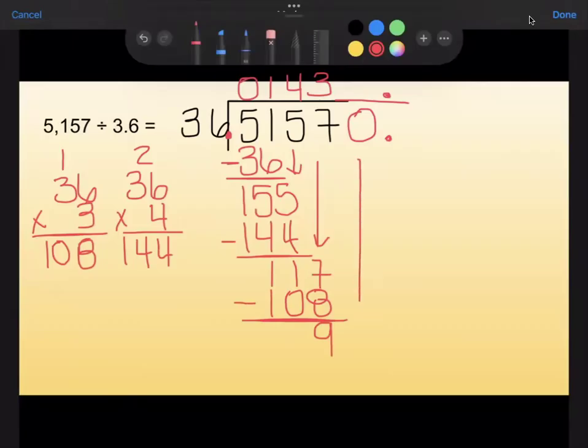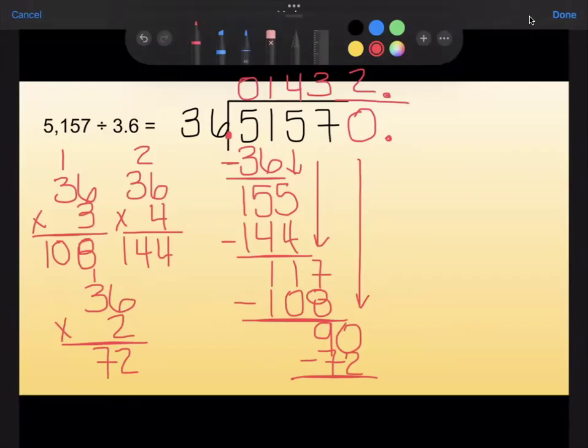Okay, so I'm going to bring down this 0, and now I've got to figure out how many times 36 fits into 90. Well, I know it's going to be less than 3 because 36 times 3 was 108. So let's try 36 times 2. So that would be 12, and that would be 6 plus 1, which is 7. Okay, that works out pretty good. So I'm going to put a 2 up here, and then 72 here.